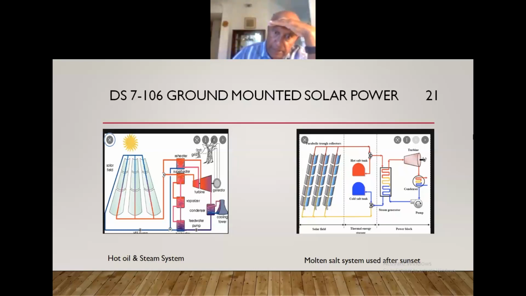The salt can be heated to 700 degrees Fahrenheit. Sodium nitrate and potassium nitrate, they don't decompose at that kind of temperature. However, the cold salt freezes at 400 degrees Fahrenheit. Once it freezes, it chokes up the pipes, the pumps, and everything else. So they are very scared of getting into a 400 degree Fahrenheit or lower temperature.